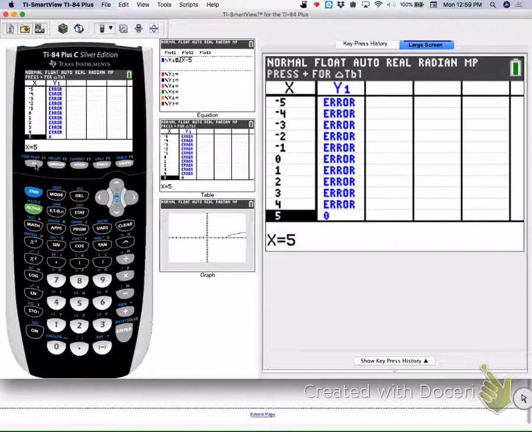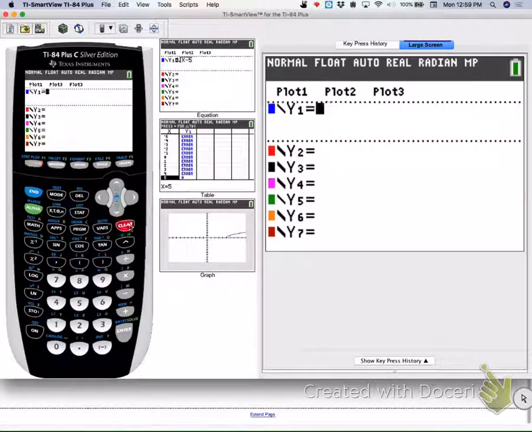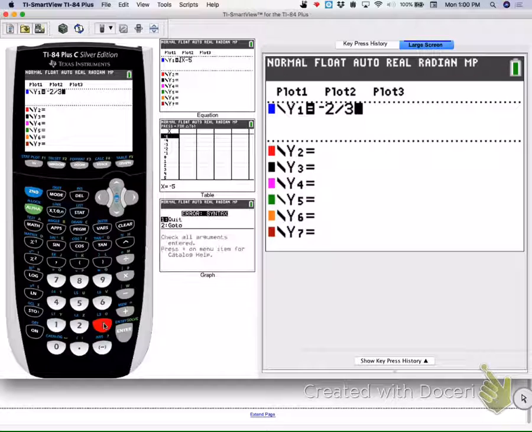Now, if you did want to put this into the calculator, we would go to our y equals here, and we would type negative 2/3. You don't have to put that in a parenthesis, but you can if you want, times x plus 4. And we hit graph.